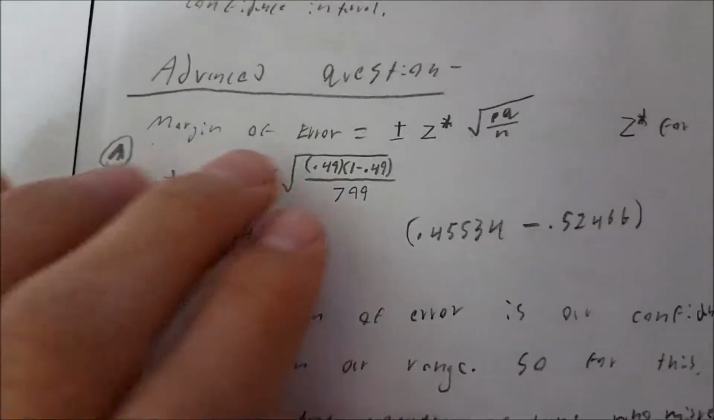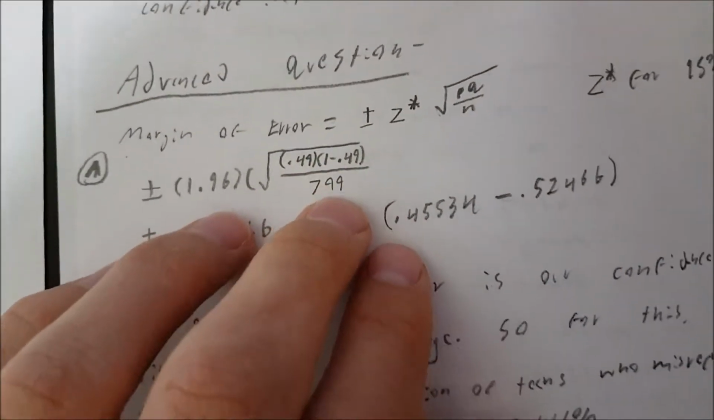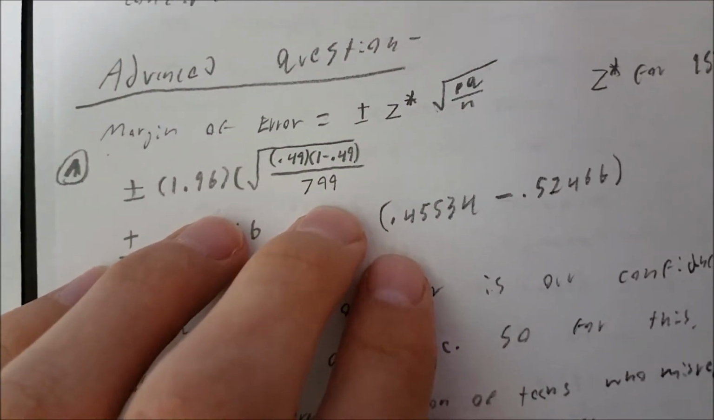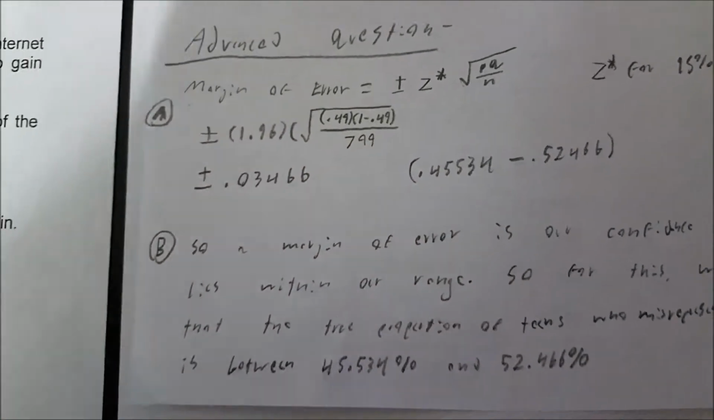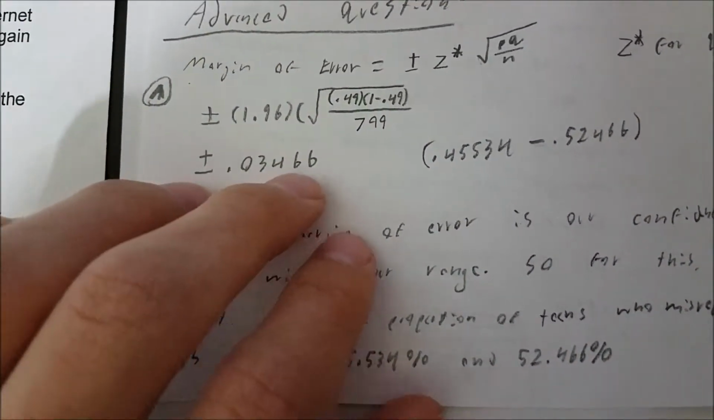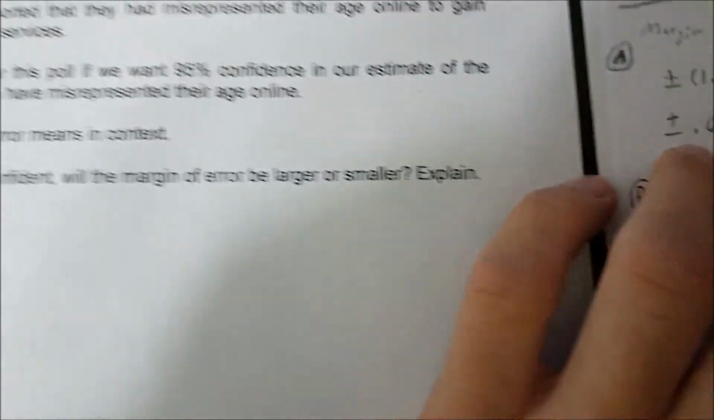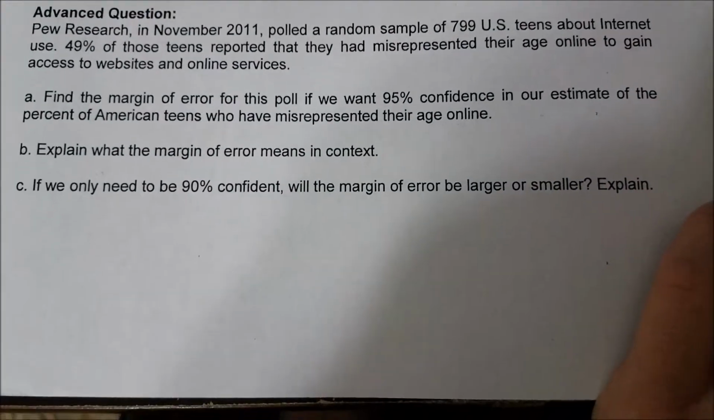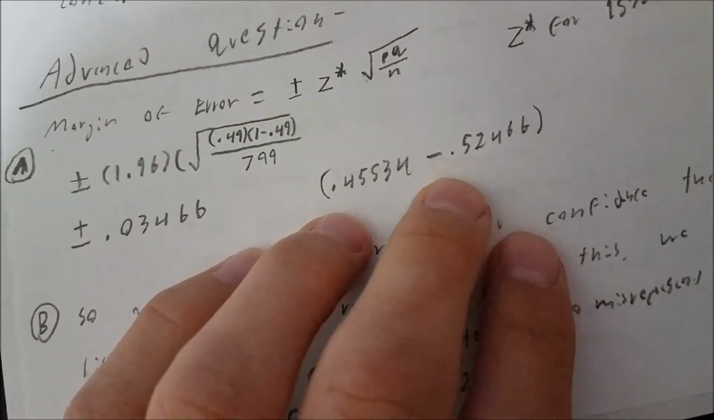So we just plug in all the values. 0.49 is the percent that it gives us, and the q would just be 1 minus 0.49, over 799 as the number of subjects. And we get plus or minus 0.03466. So we can add this back to the 49% and subtract it from the 49% to get this range.